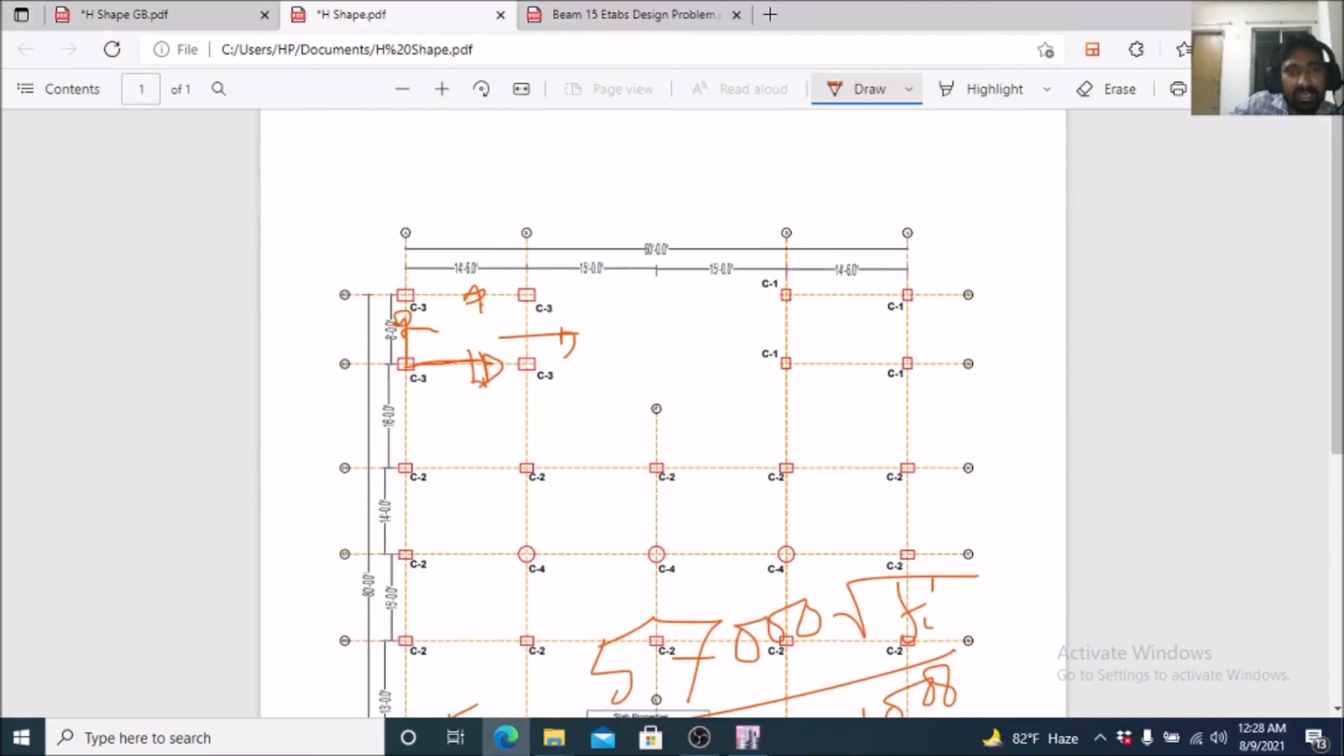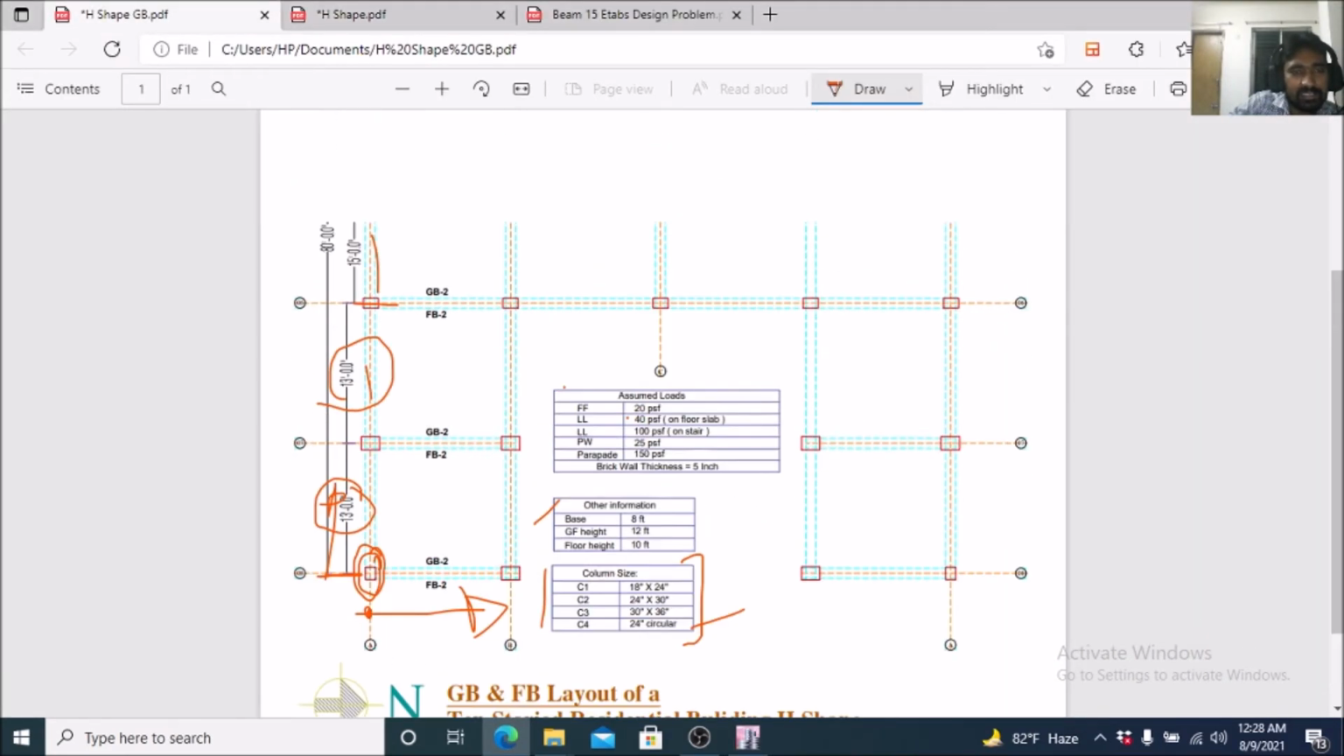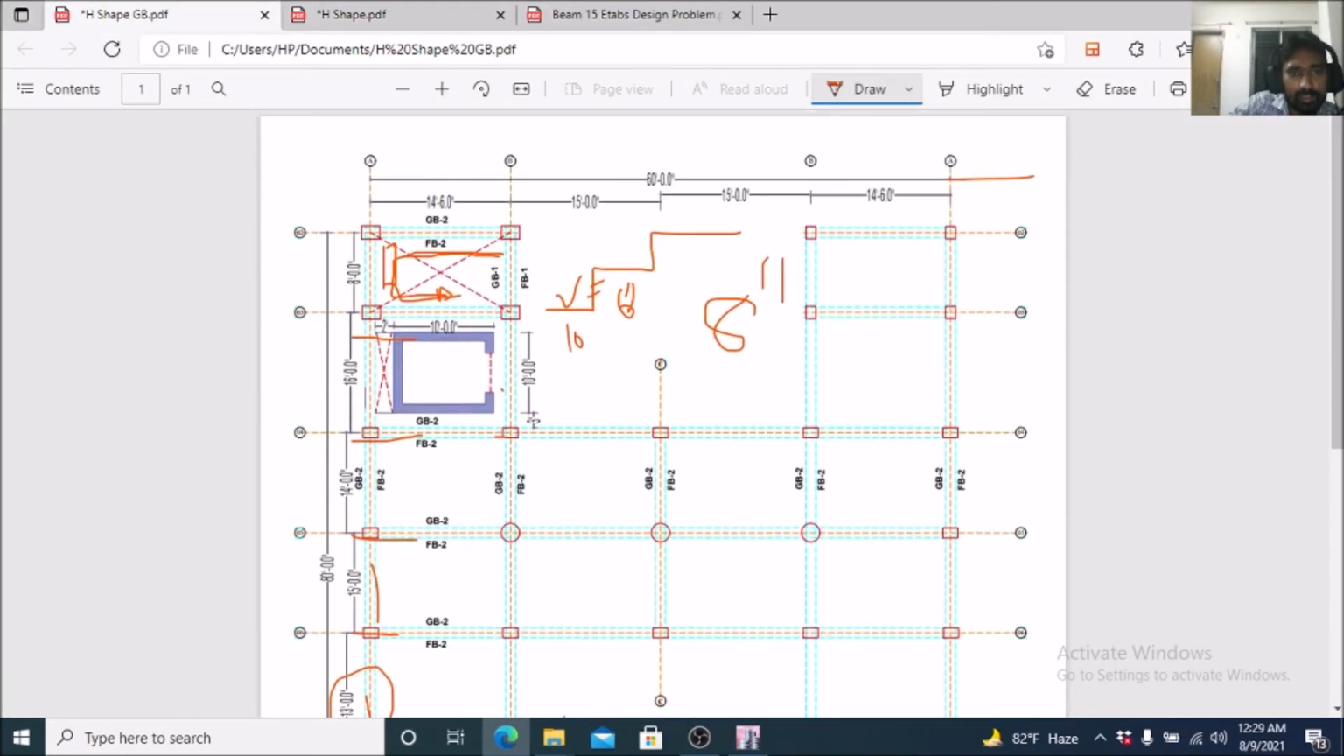Here we can return to the grade beam or floor beam layout. This is actually the stair beam. This is also the stair beam, and this is also a stair beam. Here is one landing and another portion is on the landing. So the load will be distributed to this slab beam and this slab beam.